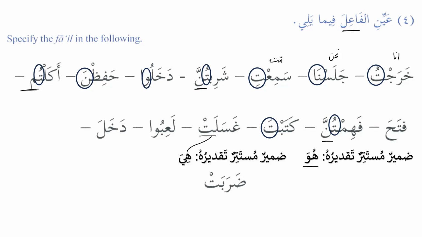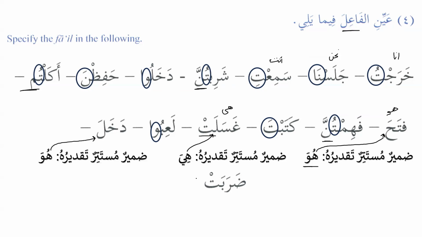So for feminine we say hiya, and of course for masculine we say huwa. So in fataha, basically it is huwa fataha. So huwa is the mustatir, and ghasalat hiya is the mustatir. It is the hidden damir inside it. Dakhala again damirun mustatirun, taqdiruhu huwa. So dakhala means huwa dakhala over here. Darabat, again ta as-sakina, ta ut-ta'nith. So we can see damirun mustatirun, taqdiruhu hiya, the hidden damir inside it.